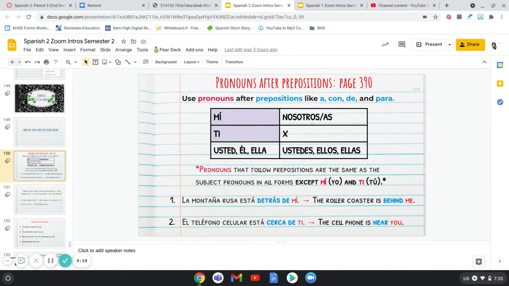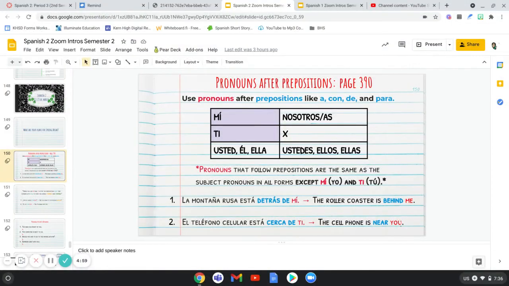Like it says at the bottom, pronouns, the way you replace nouns that follow prepositions, so after them, are the same as the subject pronouns in all forms except mí and ti. That would be the yo and the tú replacements. So example: la montaña rusa, the roller coaster, está detrás de, and there's that preposition, the word de. So I would have to say de mí. The roller coaster is behind me. The second example, el teléfono celular, the cell phone, está cerca de ti. It is close or near, both kind of mean the same thing, to you.